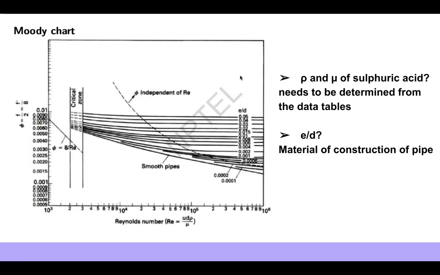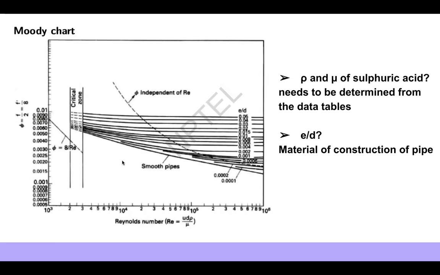Now I'll introduce the Moody chart also. In the Moody chart, you can see the x-axis has the Reynolds number, u d rho by mu. And on the right axis you have phi, which is nothing but the friction factor, f dash divided by 8. You can see several curves. The first curve is given as phi equals 8 by Re. This straight line is for the laminar region, where phi is directly related to Re by a constant 8. So phi equals 8 by Re.